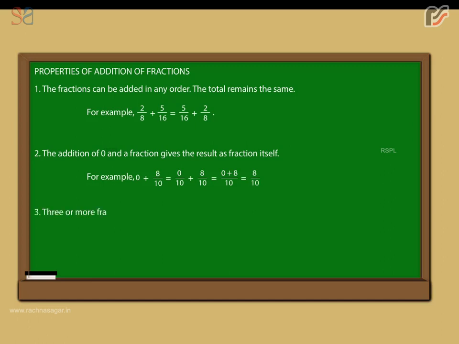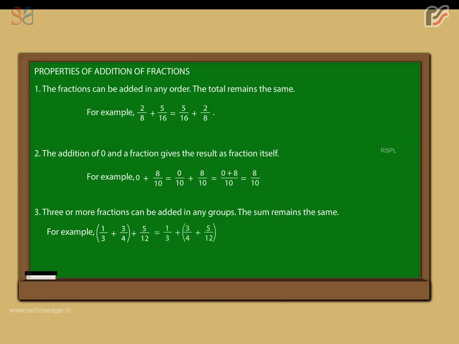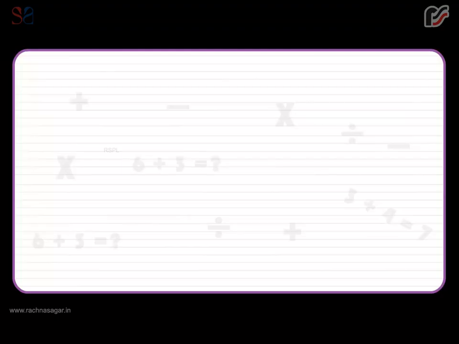3 or more fractions can be added in any groups. The sum remains the same. For example, 1 by 3 plus 3 by 4 plus 5 by 12 is equal to 1 by 3 plus 3 by 4 plus 5 by 12.